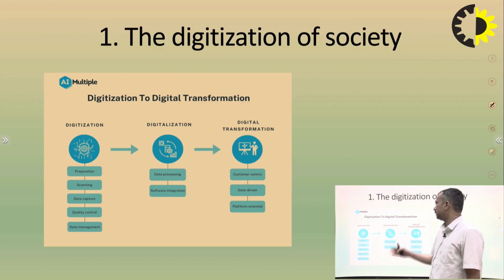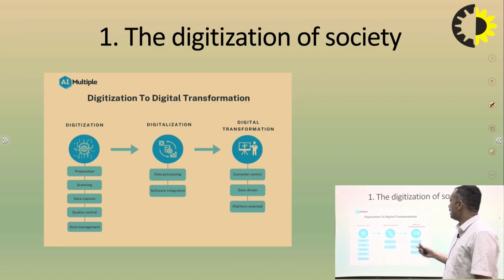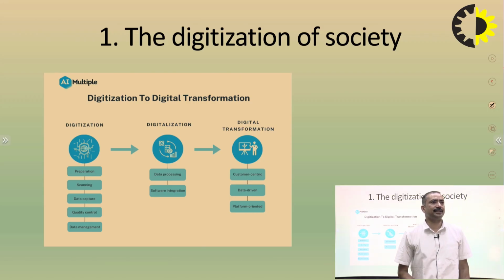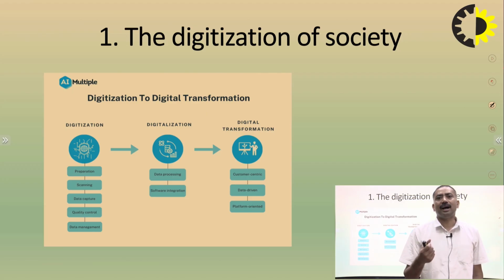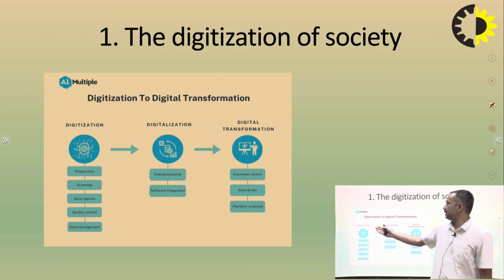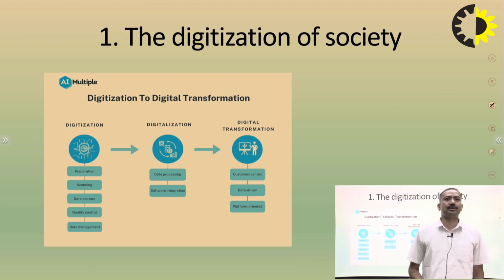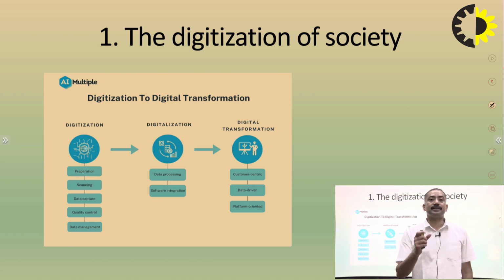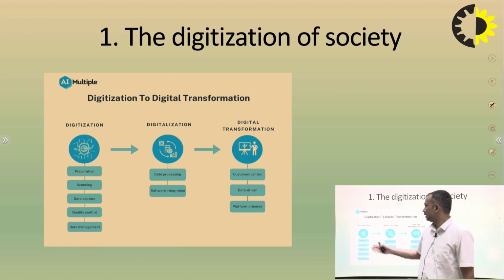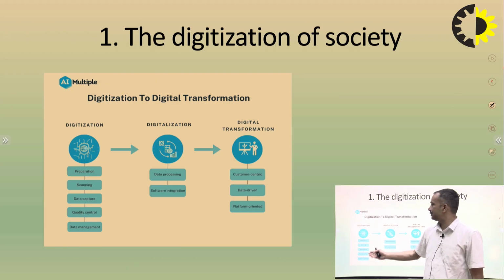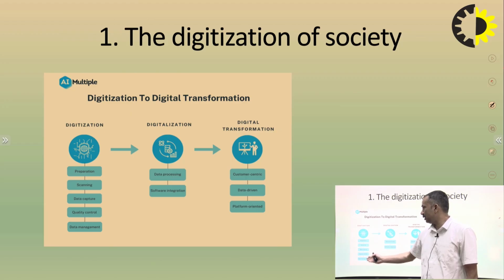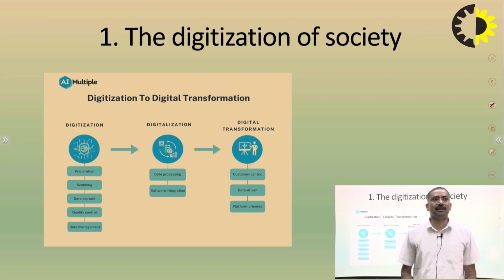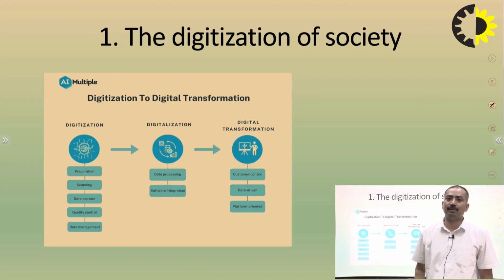What is digitization? Then we have digitalization, and then digital transformation. In digitization, we are creating a digital representation of physical objects or attributes. So this is called digitization. It includes preparation, scanning of documents, data capture, quality control, and data management. These are all parts of digitization, creating a digital representation of physical objects or attributes.